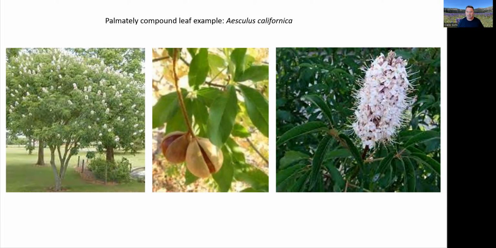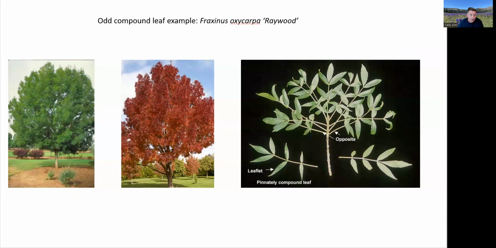And you can see this out in nature. You can see it in urban landscapes here and there. But in nature, you see this June, July, you start to see these things completely faded out. But great plant and great example of Aesculus californica, of a palmately compound leaf. Odd compound leaf. Okay, this is a raywood ash, Fraxinus oxycarpa 'Raywood'.